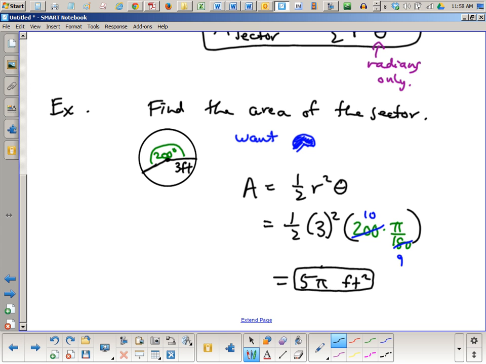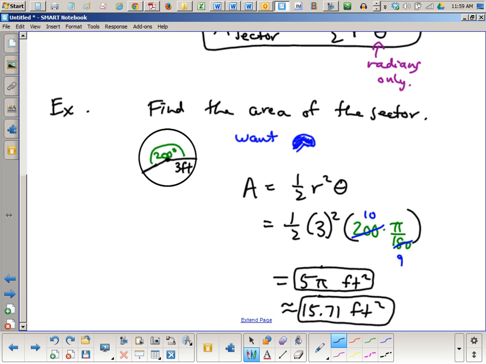It's pretty common to have pi in your answer. But I'm just curious what 5 pi is. I know it's roughly 15 point something. It's 15.71 square feet, if you want to understand it better. Or I could give you the area and have you find the radius, or I could give you the radius and have you find the central angle. It just depends on what I feel like giving you, right? It's a formula with 3 variables. I give you 2 of them, you find the third.